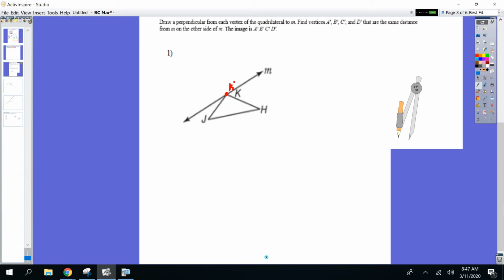We know how to do that. We just got to review it. Anybody want to take the lead here and remind us how I do a perpendicular line coming from a point? Izzy?